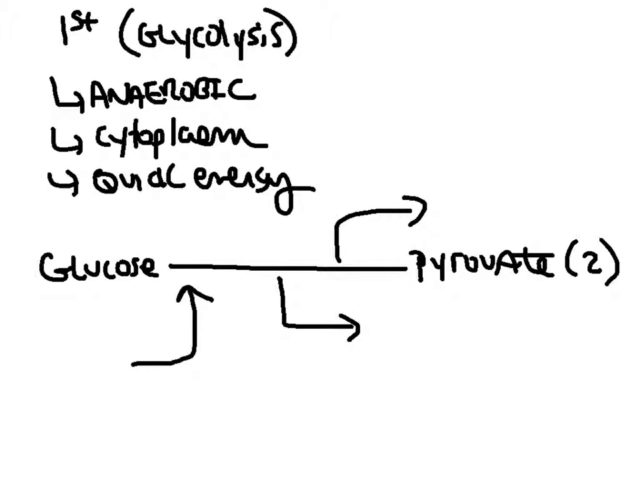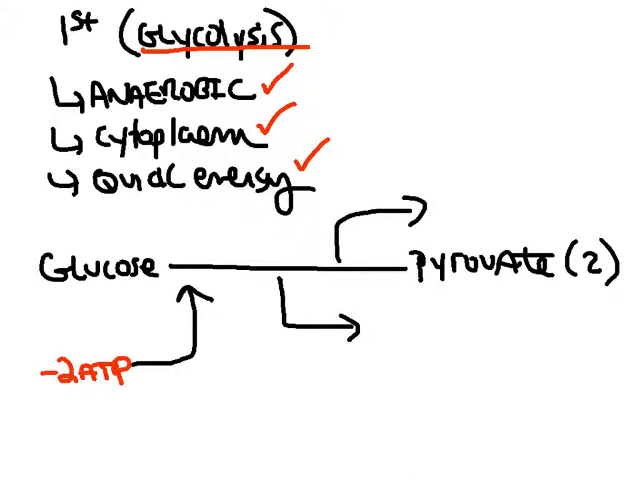The first step in cell respiration is glycolysis. Glycolysis is the breakdown of glucose in the absence of oxygen. It is an anaerobic process. It occurs in the cytoplasm, so all cells can go through glycolysis to obtain quick energy. Glucose is broken down due to the investment of two ATP molecules.